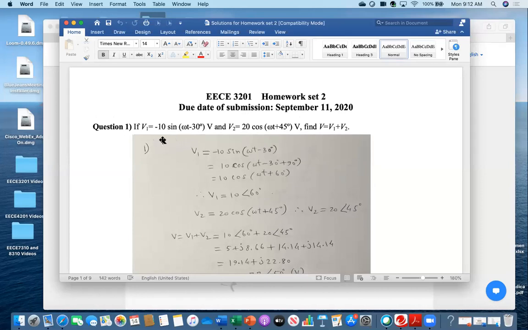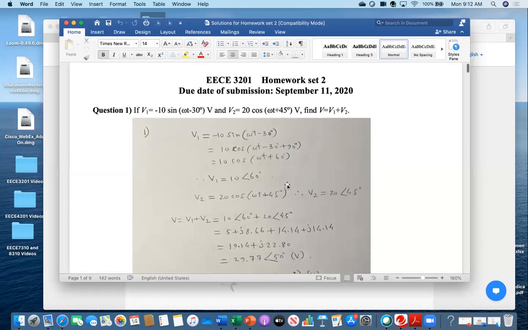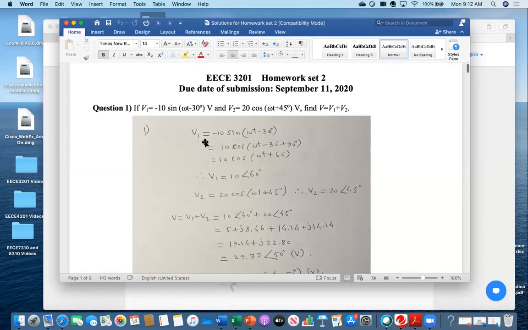There are two functions, v1 and v2, and find v1 plus v2. So the question was that you have to add up those two. Now you cannot add them in that format. It is difficult because they are time domain functions. That's why first you see what we are doing.